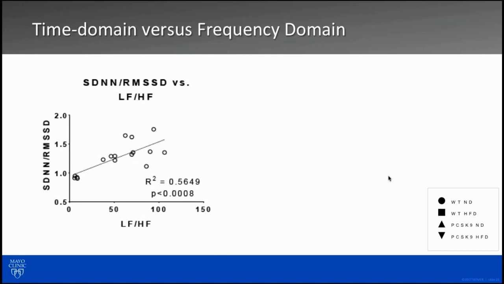And lastly, talking about how time domain data versus frequency domain data correlate, what was interesting was that there's a direct correlation between those two ratios that was positive and significant, indicating that both those analyses are showing us similar values and similar indications of the balance changing.